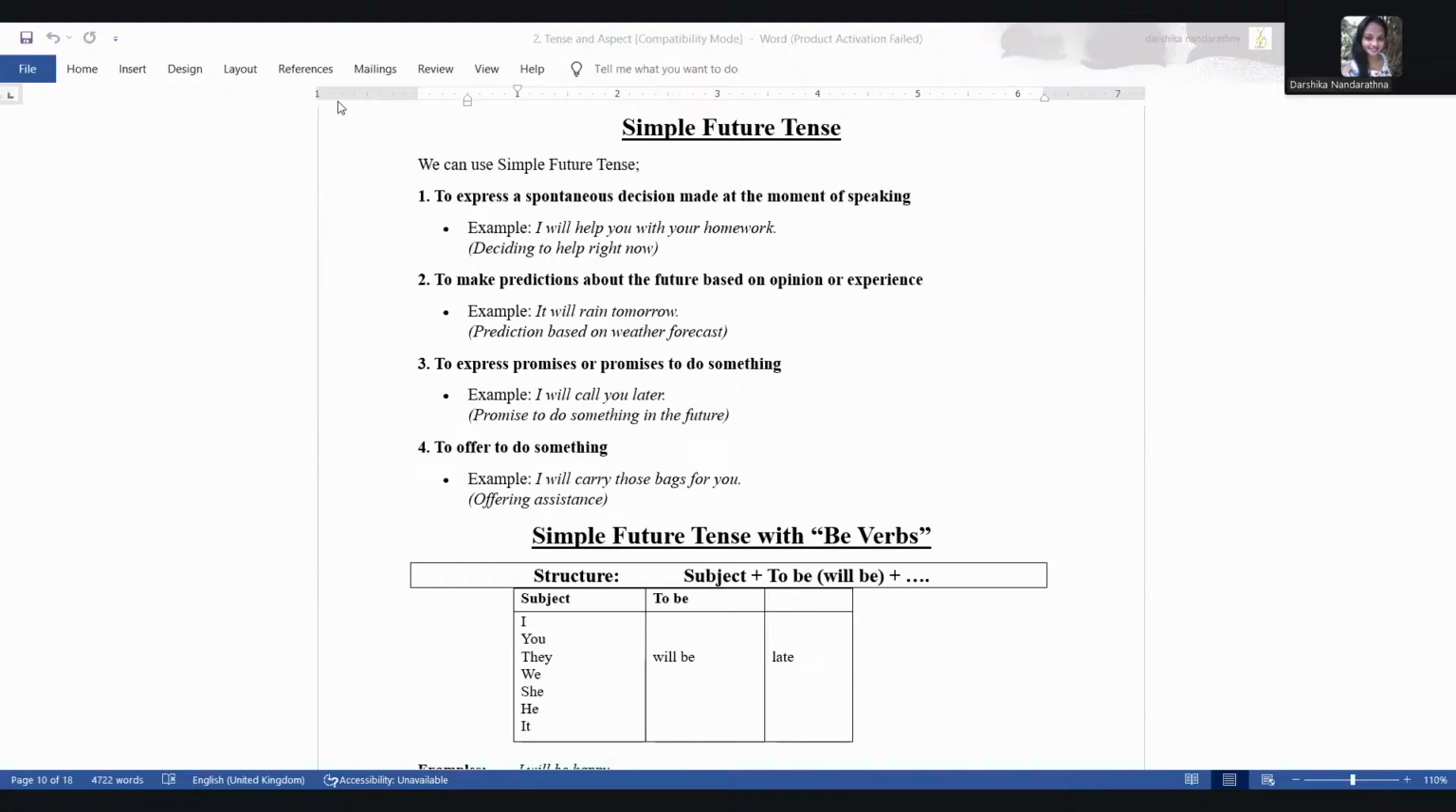To construct simple present tense sentences, we have three be verbs, am, is, are. To construct simple past tense sentences, we have two be verbs, was, were. But here we have only one be verb, that is will be. Okay, subject plus will be. I will be late, you will be late, they will be late, we will be late, she will be late, it will be late. So whatever the subject is, you need to use will be with that, as we don't have options. Whatever the subject is, the be verb is will be. Okay, so it is very easy.